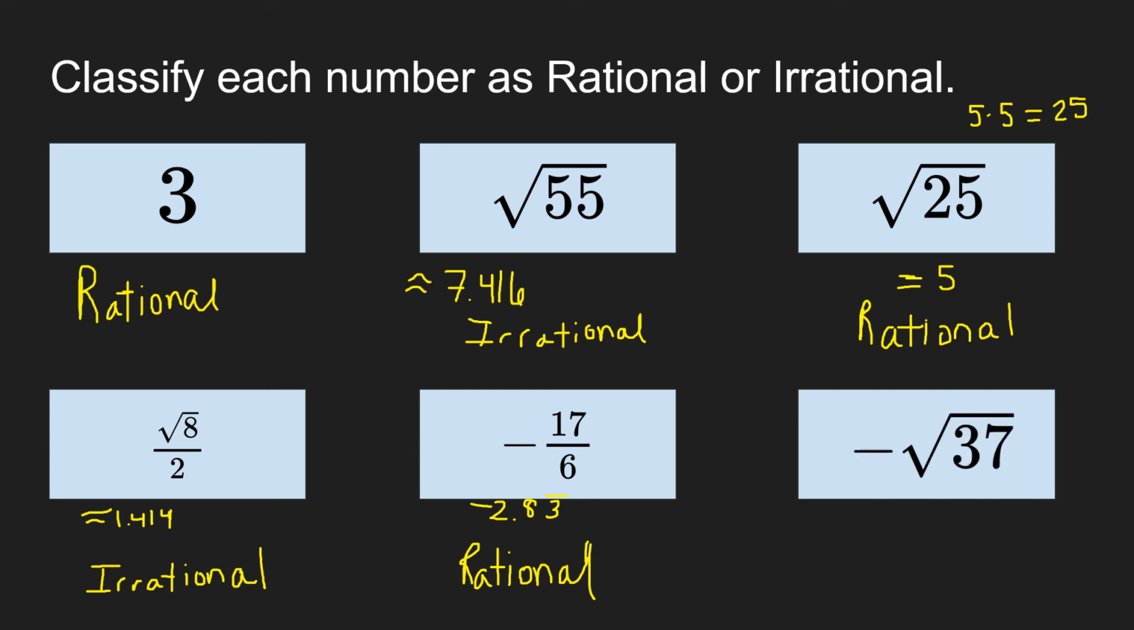And then our last example is negative square root of 37. Whenever we evaluate this in our calculator, we get approximately -6.083, and it goes on forever after that. And so because 37 is inside of a square root, 37 is not a perfect square, and whenever we evaluate it in our calculators, we get a never-ending and never-repeating decimal. The negative square root of 37 is an irrational number.